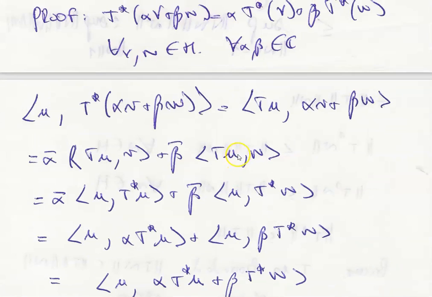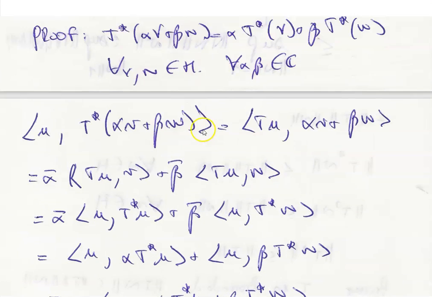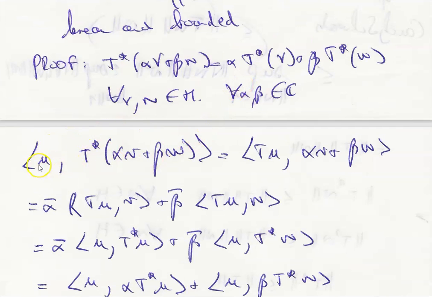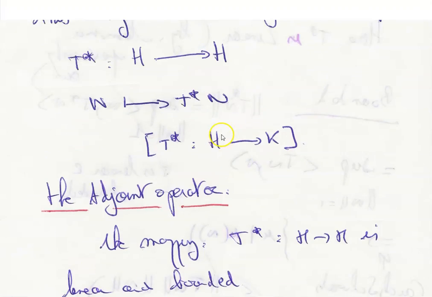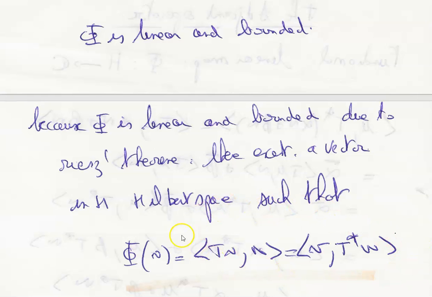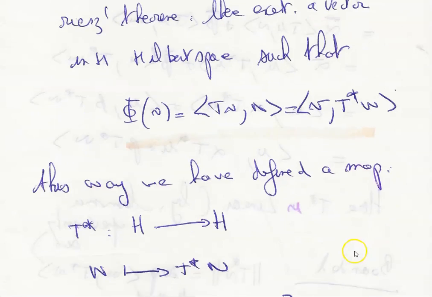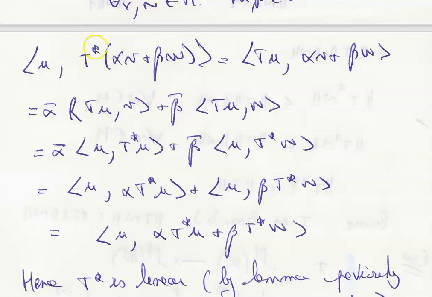So let's demonstrate this by the definition. Let's take the inner product between the vector U and the operator T star applied to the linear combination of these two vectors, alpha V plus beta W. This is equal, according to the definition of the T star operator, which you have to keep in mind, to the following: the inner product of T of V and W is equal to the inner product of V and T star applied to W. This is the definition. You have to keep it in mind and use it.